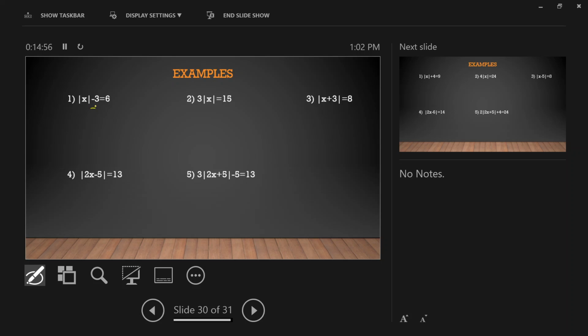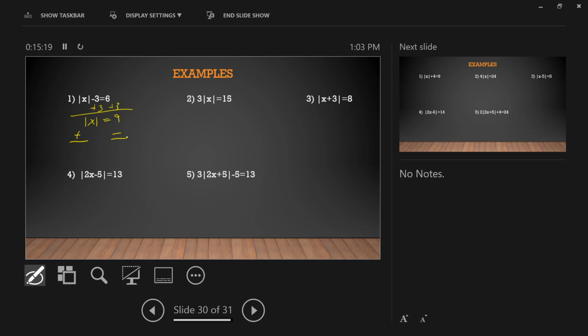All right, so I'm going to add a 3 to both sides. Okay, so now I have the absolute value of x is equal to 9. All right, I have to account for both cases, the positive and the negative. So I want to make 2 columns. I want to make a plus column, and I want to make a minus column.